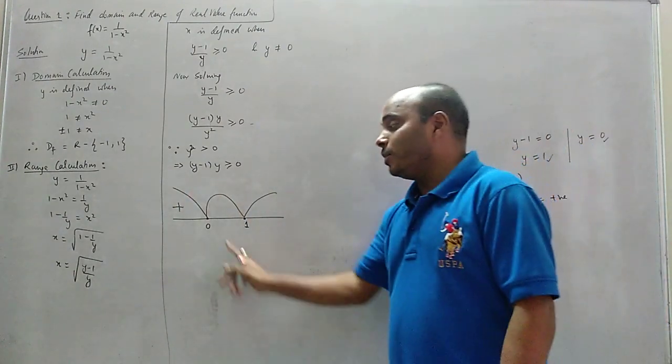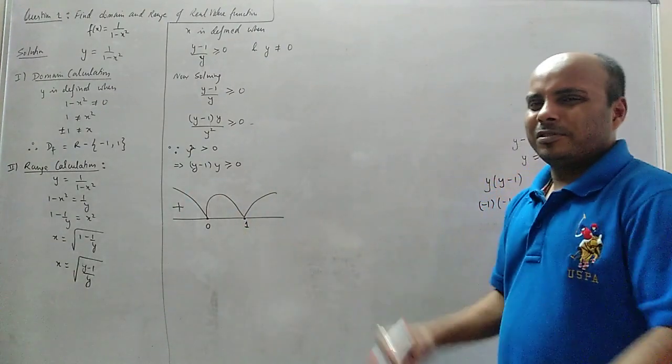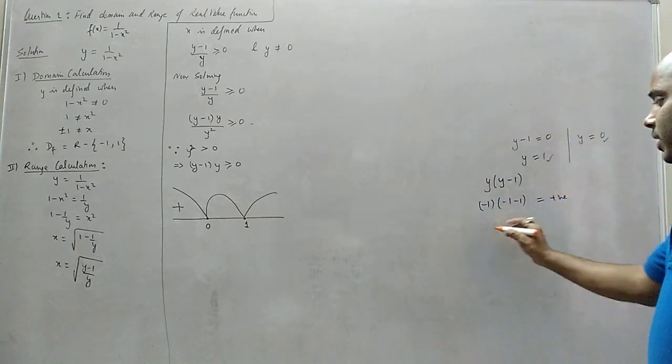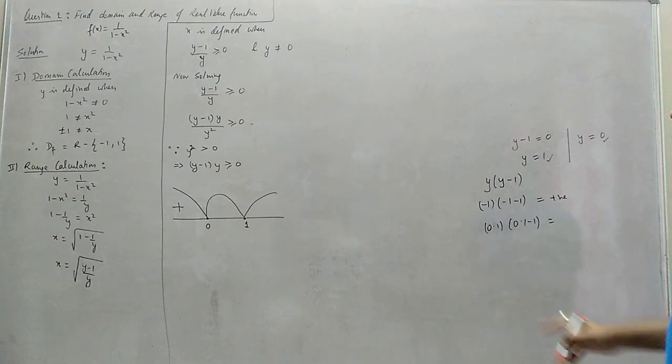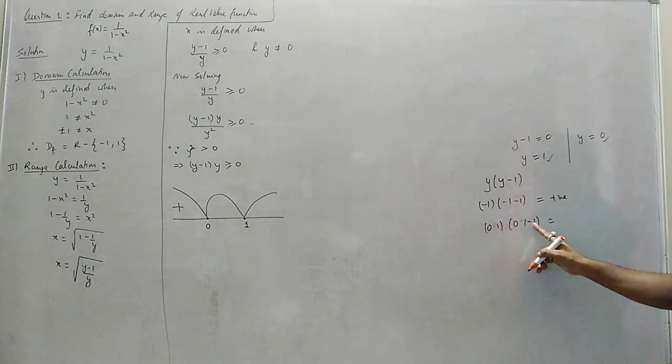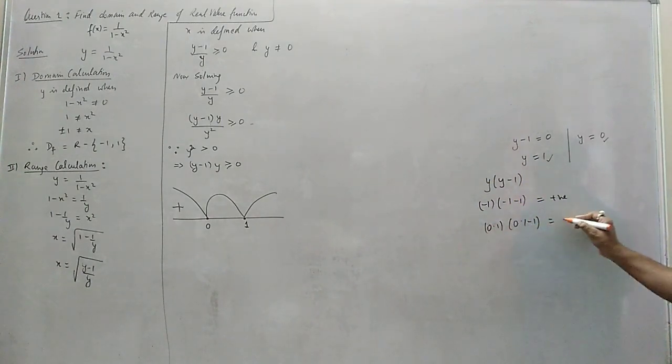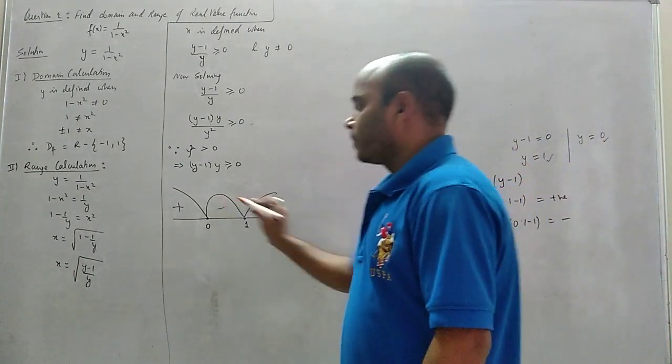Now we take a value between 0 and 1. Any value. Let's take 0.1. So 0.1 into 0.1 minus 1. 0.1 is positive, and 0.1 minus 1 is negative. Negative into positive is negative. So this region is negative.